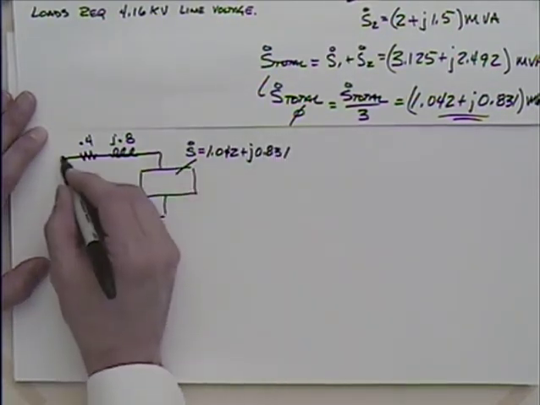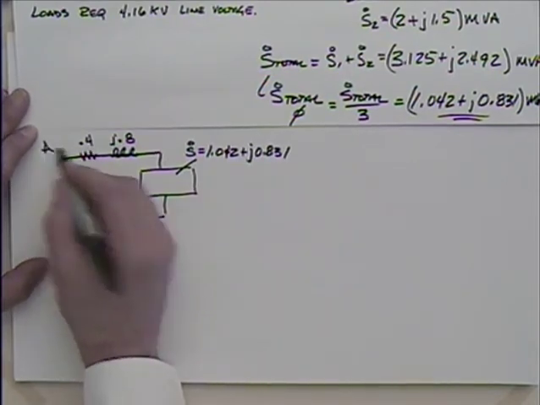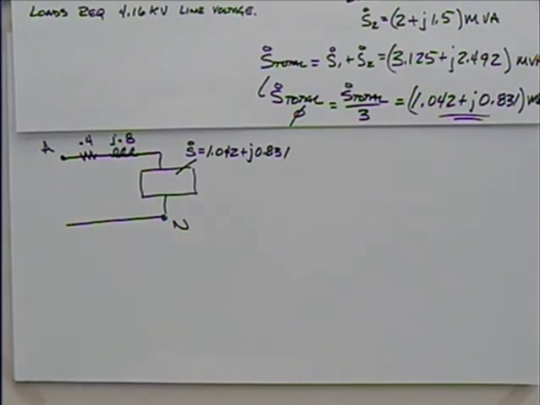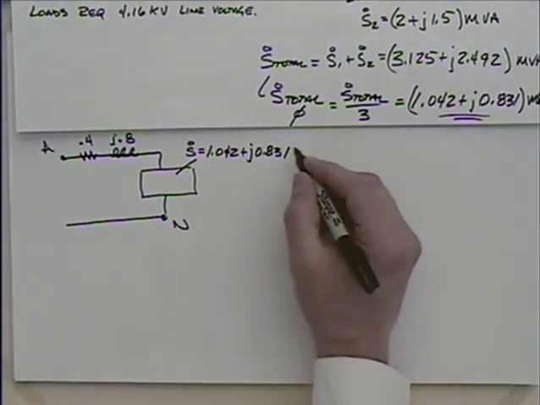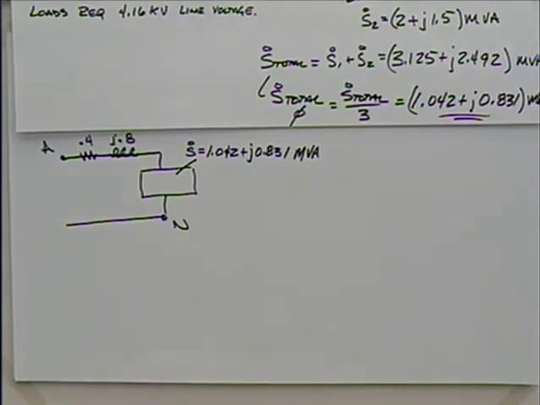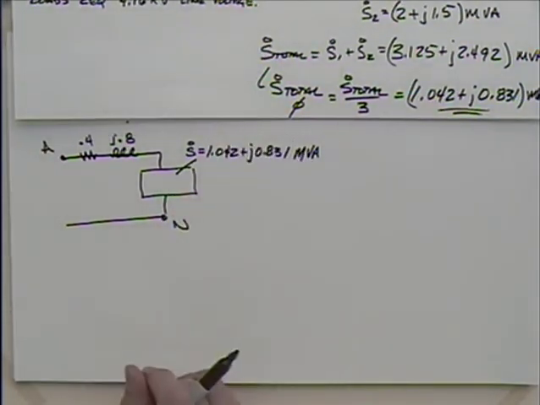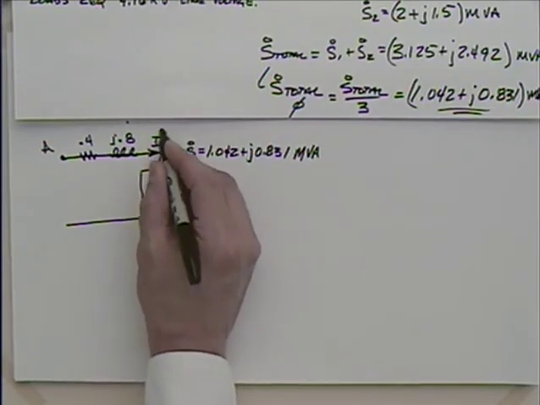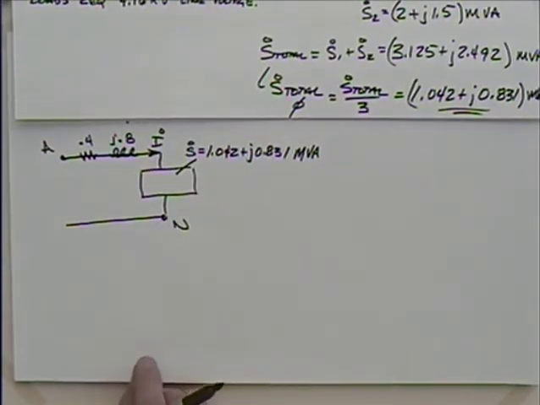And if this is A, this would be the neutral. You okay with that? Okay, I should probably keep mega volt amps there, not lose the mega. So could I talk about this current here? I should be able to, shouldn't I?